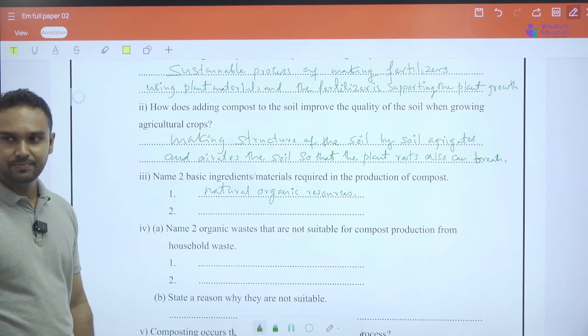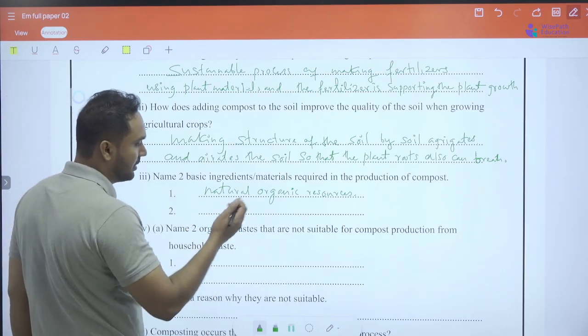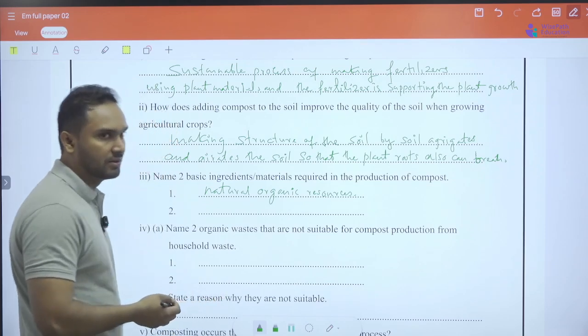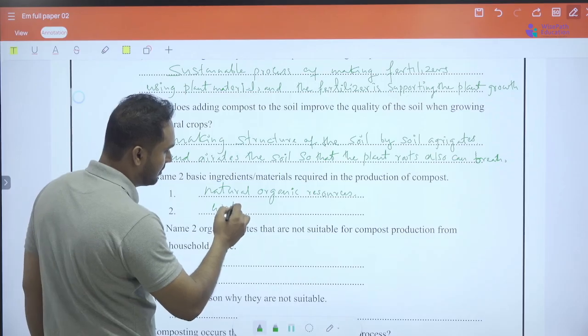Adding water. Right. Adding water, because of the hydrolysis process that occurs there with the microorganisms. So you're adding water, right? Water.